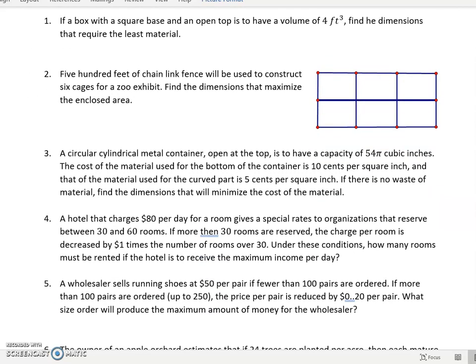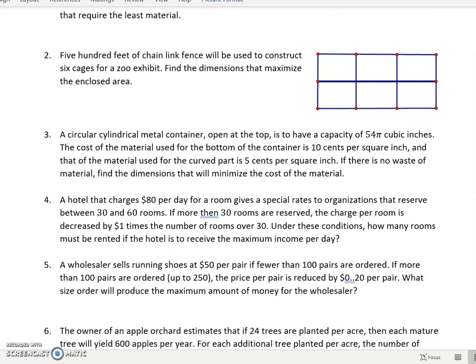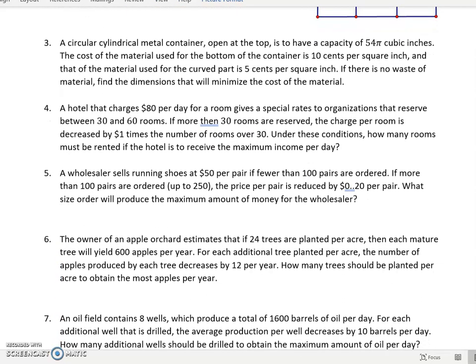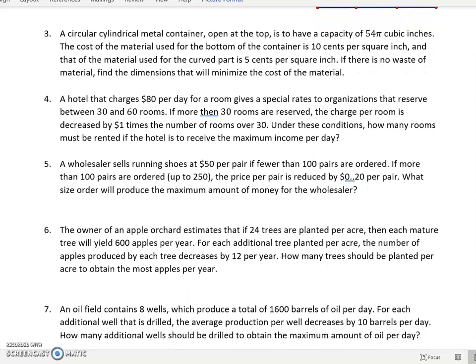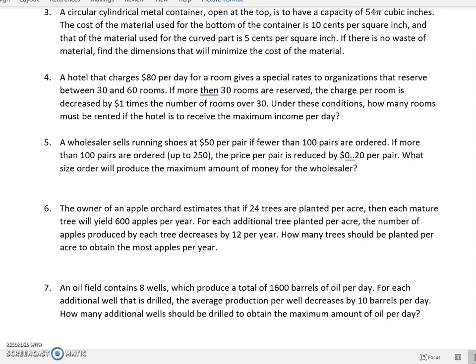With optimization, again, you guys let yourselves get so nervous about this. You can do it. Set up the relationship you know, try to get it down to one variable and solve. A lot of you have trouble with some of these, so let's look at these real quick.